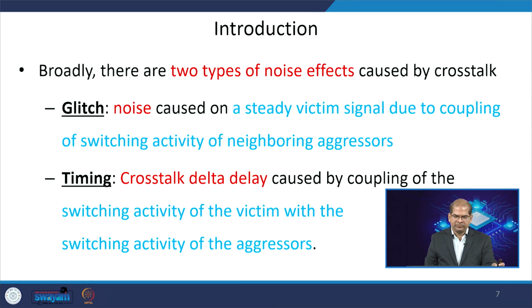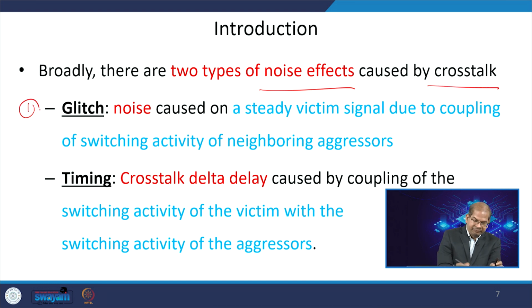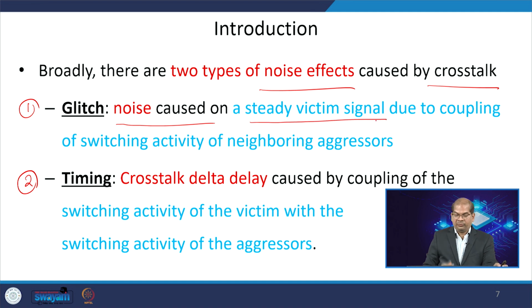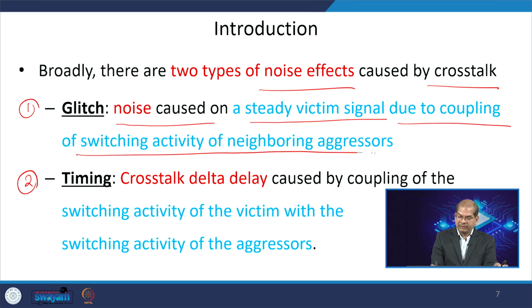There are broadly two types of noise effects due to crosstalk. One is called the glitch and the second one is timing issues. The glitch is basically a noise caused on a steady victim signal, when the victim signal is steady, due to the coupling of switching activity of a neighboring aggressor. So, your victim signal is steady and the aggressor signal is switching.